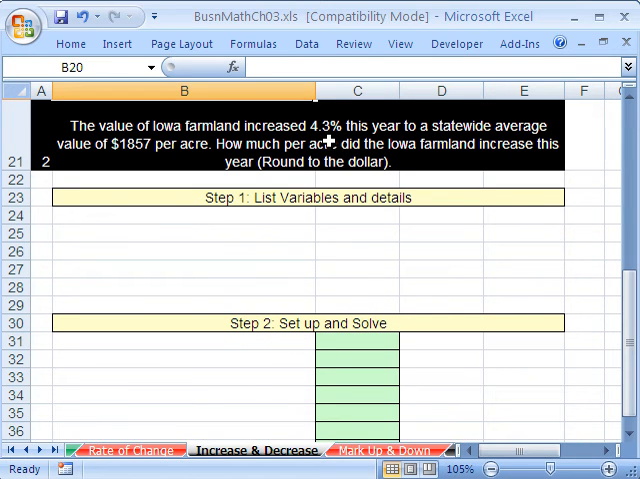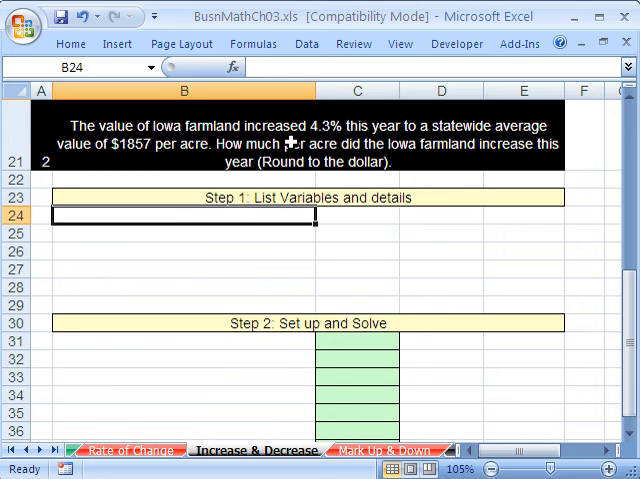Increased 4.3% this year to a statewide average of $1,857 per acre. How much per acre did the Iowa farmland increase this year? Round to the dollar. So there's an example where I'm going to tell you to round, and so you have to. All right, let's write some variables here.